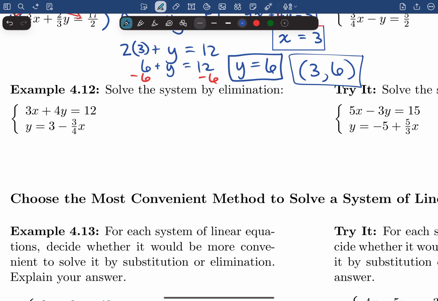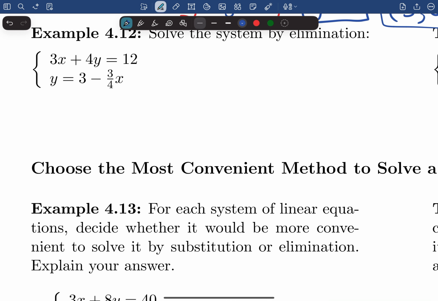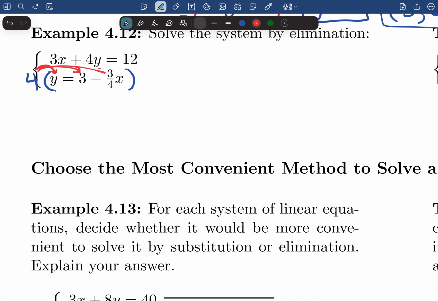Example 4.12. Solve this system again by elimination. Okay, so I see a system and I see a fraction in there. So I'm going to multiply the bottom equation by 4 because the only denominator is 4. To clear the fractions, I multiply by 4. And then I distribute to all of the terms of the equation, and I get 4y equals 12 minus 3x. There I have it.